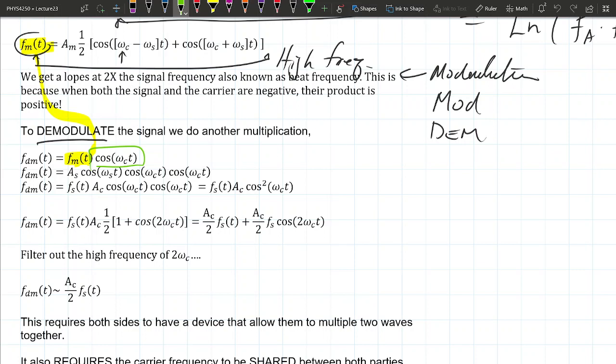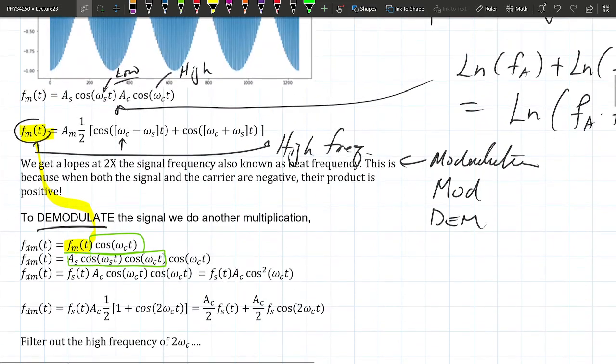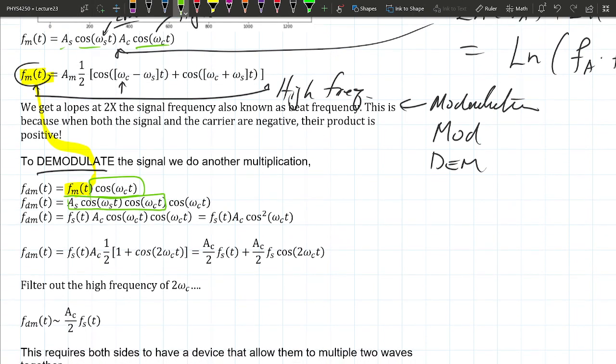But let's go through the math. If I multiply this, well, the original modulated signal is this. Remember, it was me multiplying these two signals to get the signal and the carrier together. Now I'm just going to undo that. So instead of grouping these together, I'm going to group these together and see what happens. I'm just doing math, and interestingly, math represents reality a lot of times.